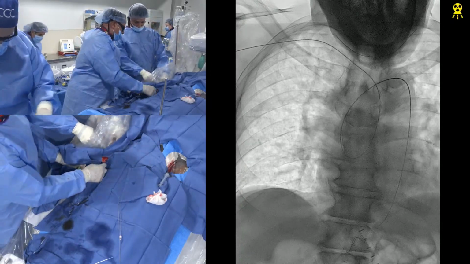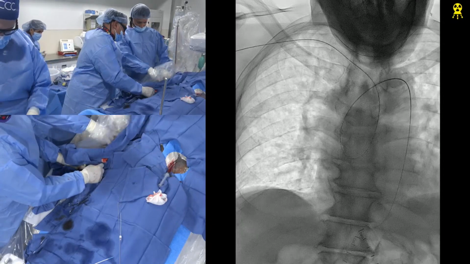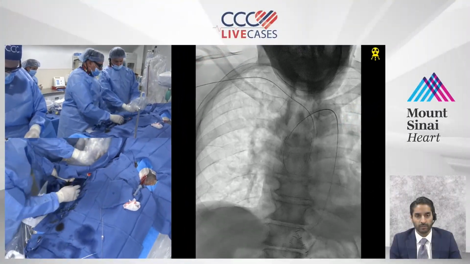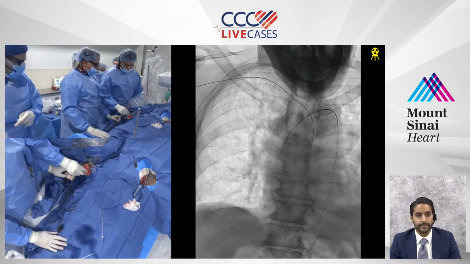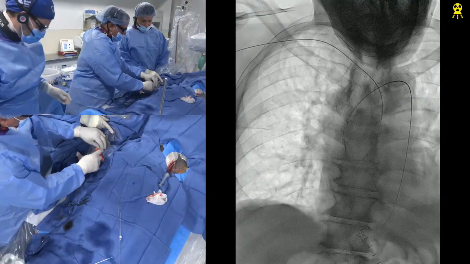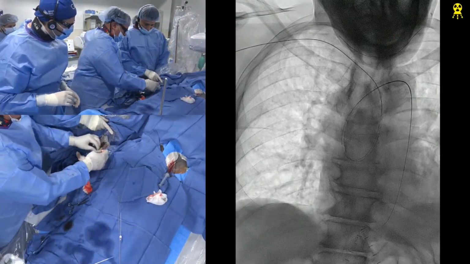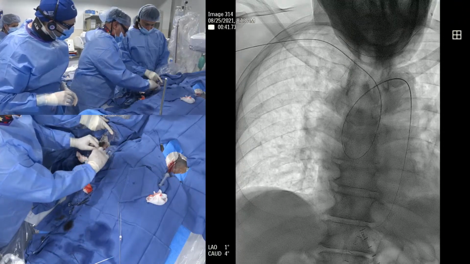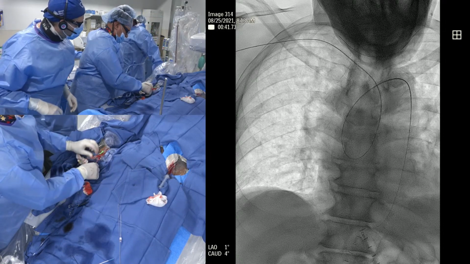Again, as we always talk about these radial cases, the cocktail is to prevent vasospasm. What was in your cocktail today? We couldn't give verapamil because of his heart rate. We only gave nitroglycerin and heparin. So this is not a spasm issue. This is just the arch was a really difficult arch.